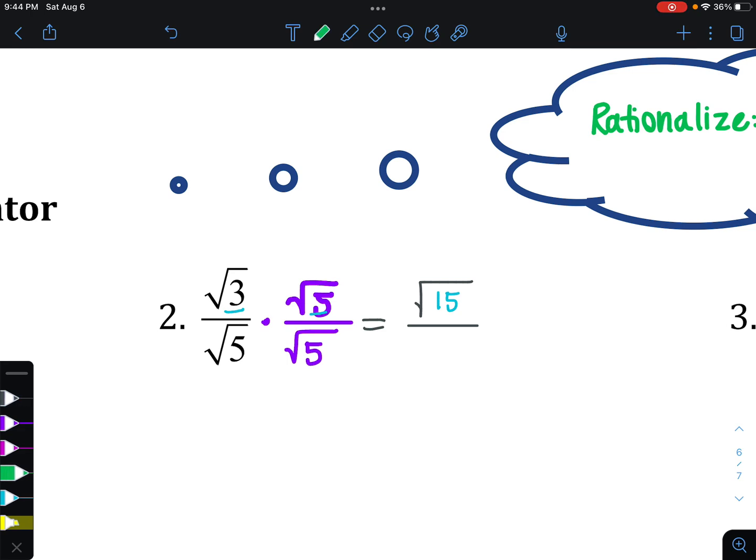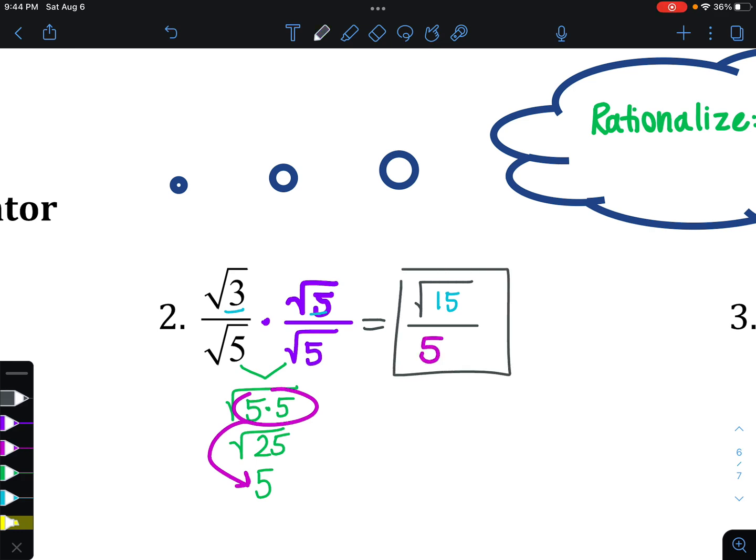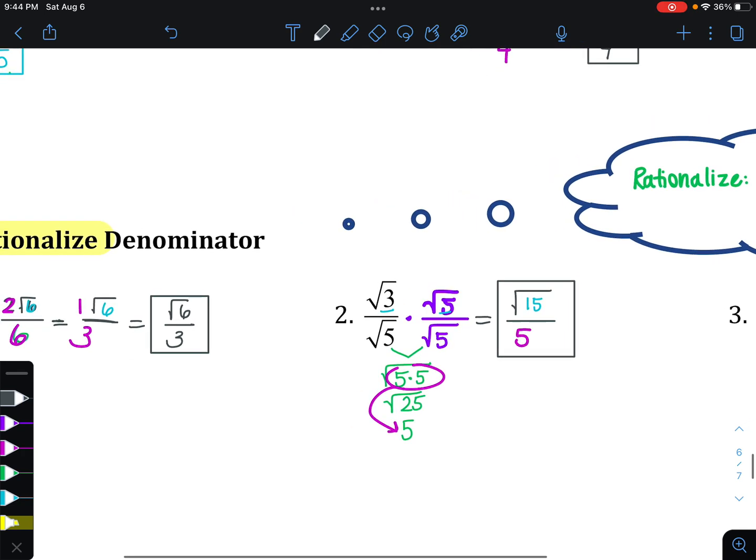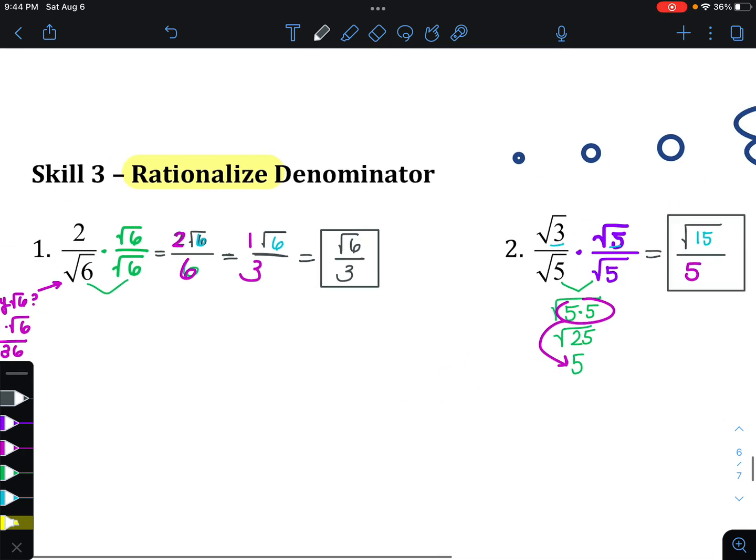The interesting stuff happens down here. When these combine, when we multiply these guys, we end up with the square root of 5 times 5, which is the square root of 25. No surprise here that the 5's escape the radical. So the 5's come on out. And then this actually is our final answer. So rationalizing sounds fancy, but really it's just this nice streamlined process to get rid of that radical in the denominator.